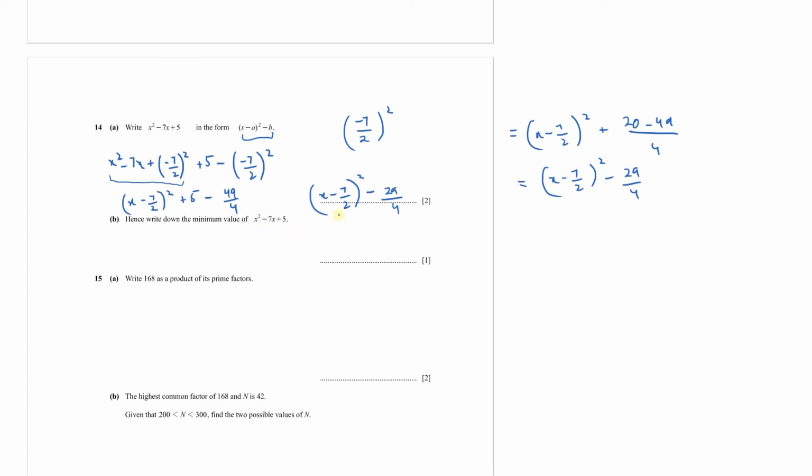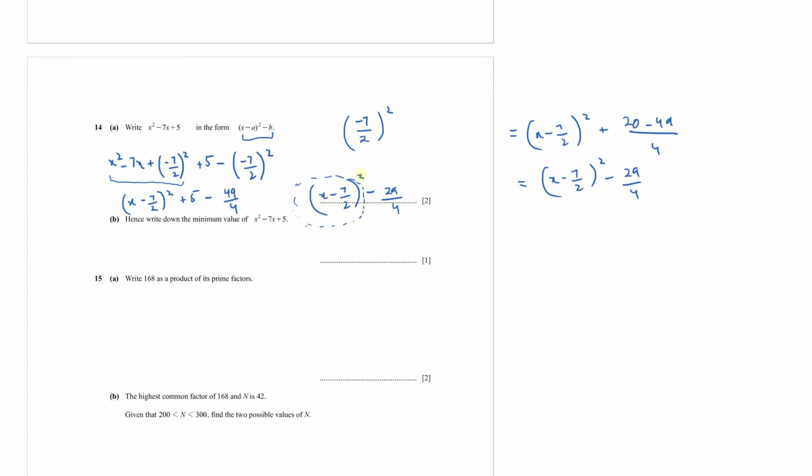So you have already written it in this form, x minus 7 by 2 whole square minus 29 by 4. So what is the minimum value of this expression? The minimum value of this expression is when this here is equal to 0, because the minimum value of a square will be 0. So if this inside is 0, 0 squared will get you 0 as well. Remember, you might think that if you get a negative value in here, it's less than 0, but if you square that negative value, you will end up with a positive value after you do the square.